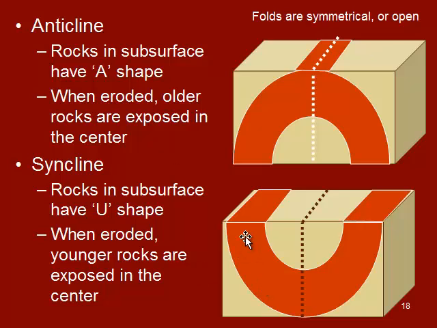In synclines, when we look at the cross-sectional view of those rocks, we're going to have a U shape. And then when we erode into that U shape, we're going to expose our younger rocks in the center and our older rocks on the outside. So if you're looking at a geologic map and you're trying to figure out, okay, what type of feature is this? Is this an anticline or a syncline? That's how you're going to be able to determine that.